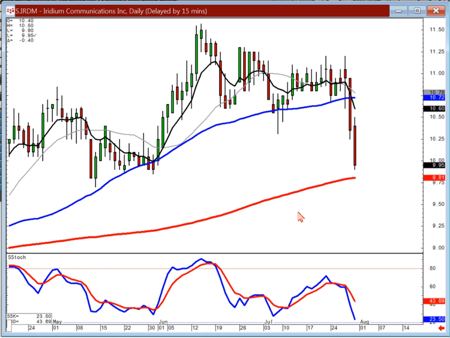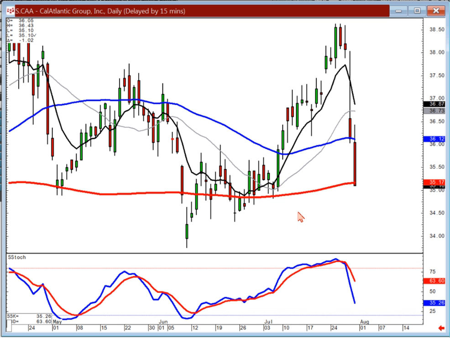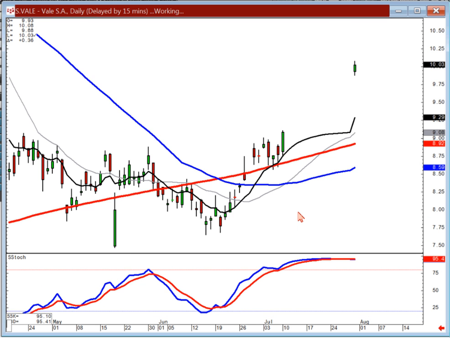Iridium, same scenario. I'd suspect the 200 is the first target. And CAA, same scenario also. This one, if it opens lower, you can still short it because it's not going to hold at the 200-day moving average, especially on that gap down.